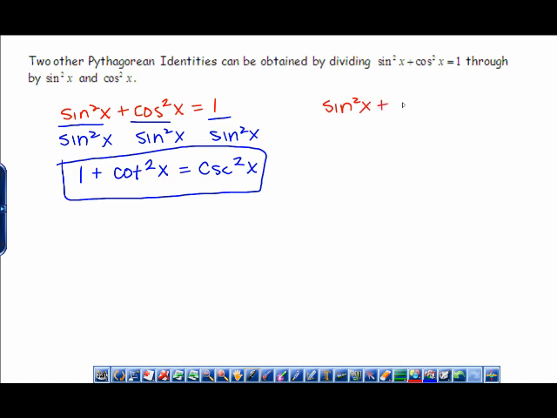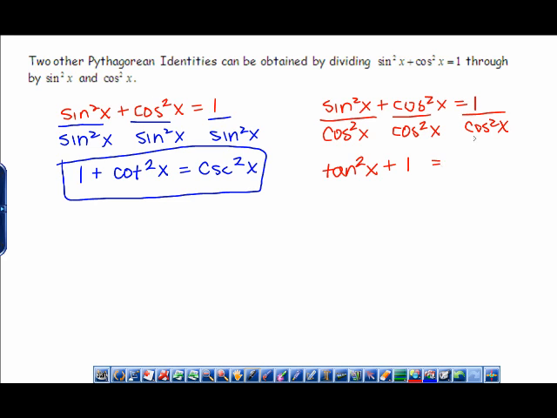Rewriting the main Pythagorean identity, now let's divide by cosine squared. Sine divided by cosine is tangent. So this would simplify to tangent squared x. Cosine over cosine squared, same thing, gives you a 1. And the reciprocal of cosine is secant, so this is going to give me secant squared x. Now, these two identities are not used as much, but still quite a bit. And if you ever forget these identities, you can easily come up with them the way we did just now.